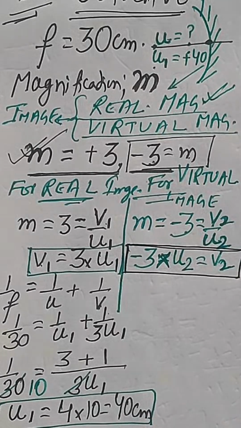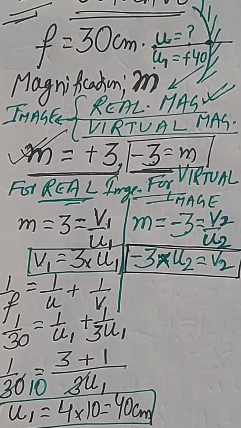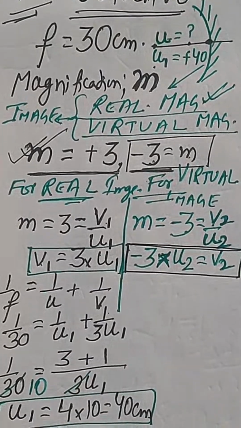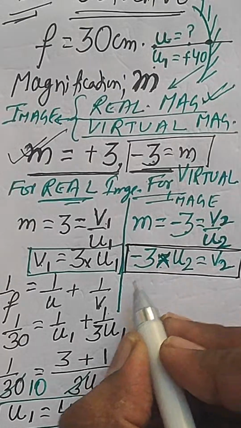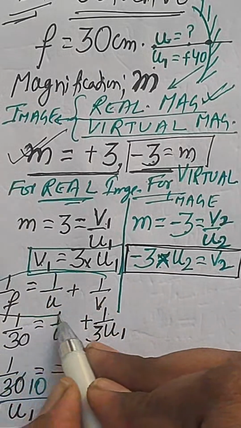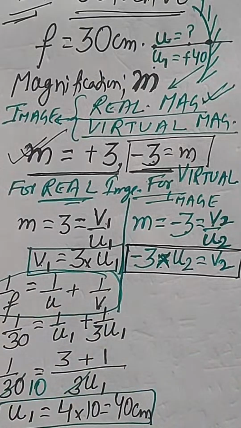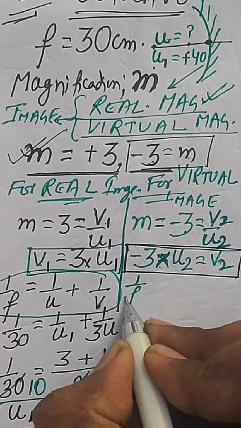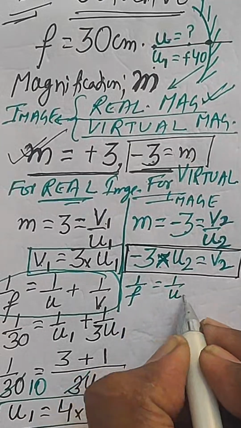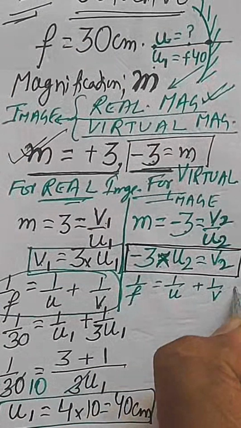Derivation, okay, derivation I will surely bring in a separate session, definitely. So we will use this formula again, 1 by f equal to 1 by u plus 1 by v, right? So just writing it again, 1 by f equal to 1 by u plus 1 by v.